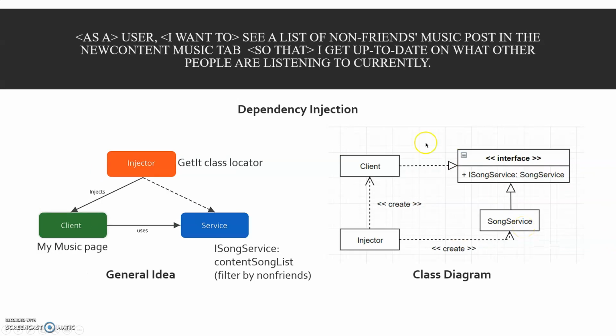So this here is for the non-friends music post. As a user, I want to see a list of non-friends music posts in the new content music tab, so that I get up to date on what other people are listening to currently. Basically, we use the same idea of injection, but this time our song service content song list is filtered based on non-friends, and then those non-friends songs will be returned back from the injector, when we call the injector, and then the service is called, hooked up to the song model, and then all those data will go back to the client and will be displayed on the client view, which is the new content music tab.